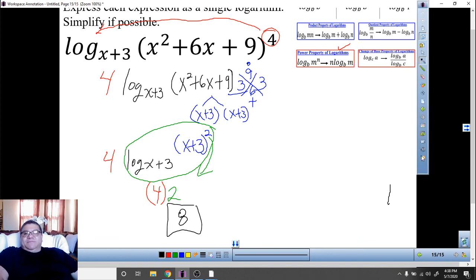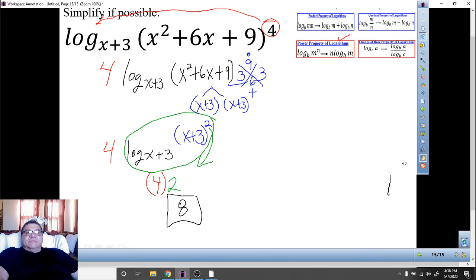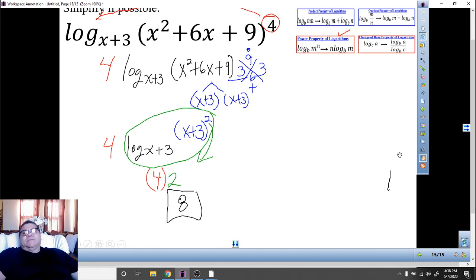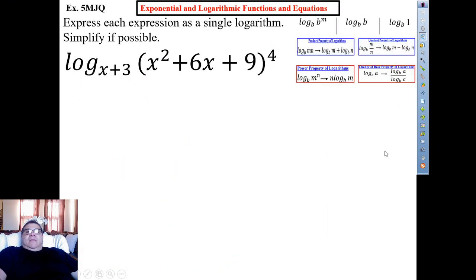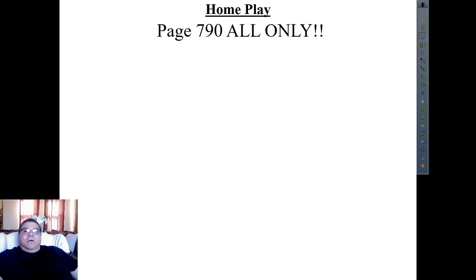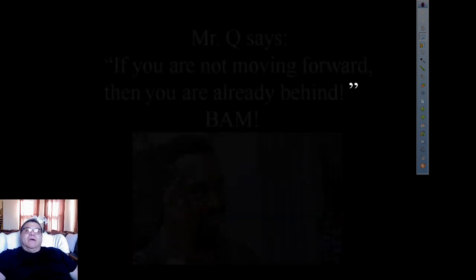Yeah, I know, right? It's fairly simple, but it just has a lot of components. All right, guys. So, once again, our home plate for today is on page 790, all only. Once again, make sure you practice. I gave you plenty of exercises that look like the ones from the home plate, so hopefully you can finish and follow along, and then we'll pick up the home plate towards the end.